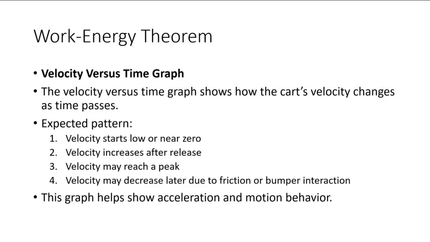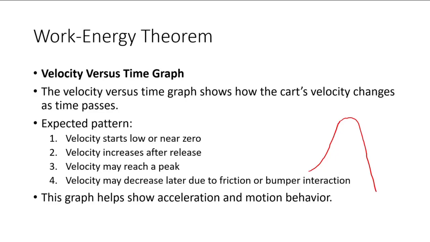Now, for your velocity versus time graph, this shows how the cart's velocity changes as time passes. The expected pattern is that the velocity starts low or near zero and increases after release. It may reach a peak here, and then it may decrease because of friction, elastic bumper interaction, or other dissipative effects. This graph helps us observe acceleration and the general motion behavior.